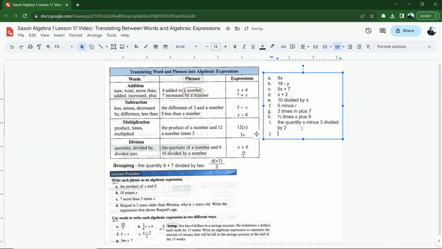All right, letter J. John has D dollars in a savings account. He withdraws X dollars each week for 15 weeks. Write an algebraic expression to represent the amount of money left in the savings account at the end of 15 weeks. Okay, so X dollars per week for 15 weeks is going to be 15 times X. This is going to be D minus 15 times X. My original amount of dollars minus the number of weeks times the amount of money I withdraw each week. And that's how you do these types of problems.